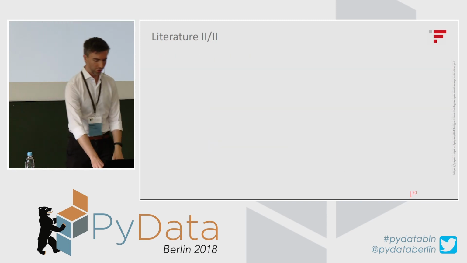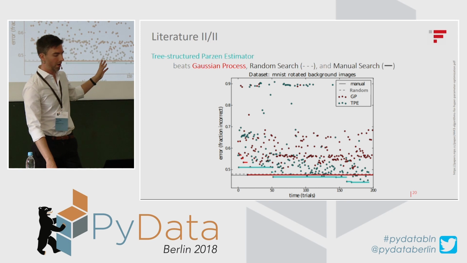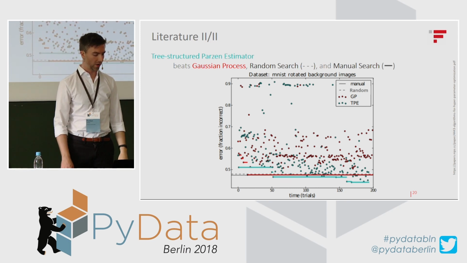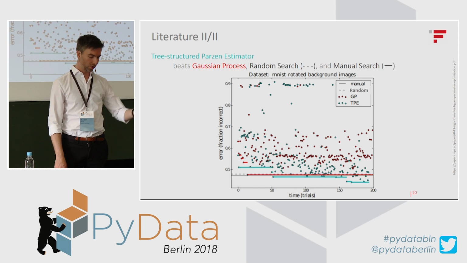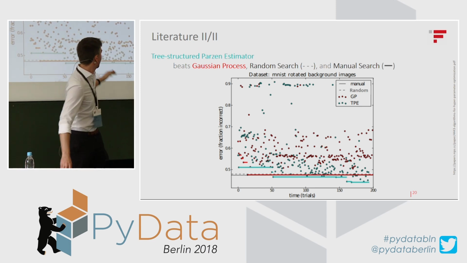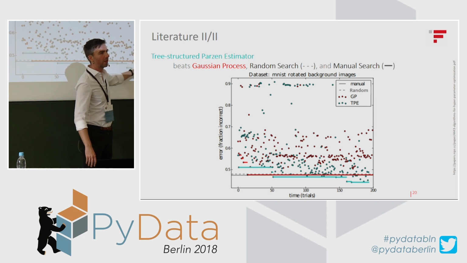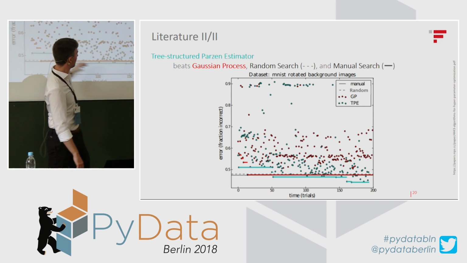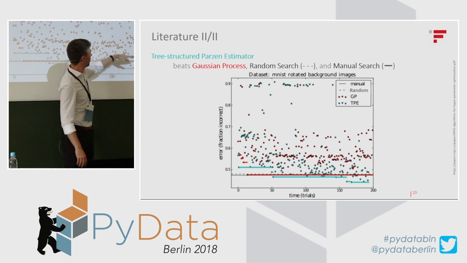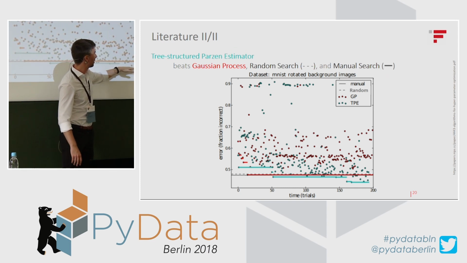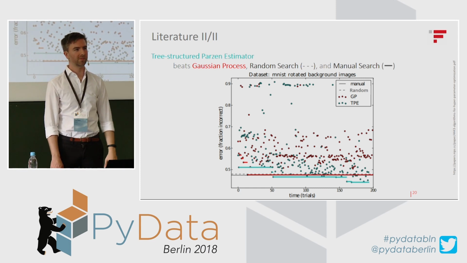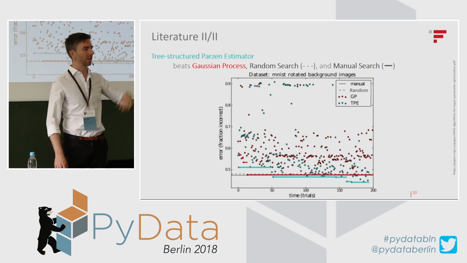Next, insight from the literature, one example where a tree structure Parzen estimator beats the Gaussian process, random search and manual search in the very end of such a timeline, again, over time, plotted model performance. All of these, the 3 other ones sort of end up at this level, and in the end, tree Parzen estimator kicks in and improves over that.